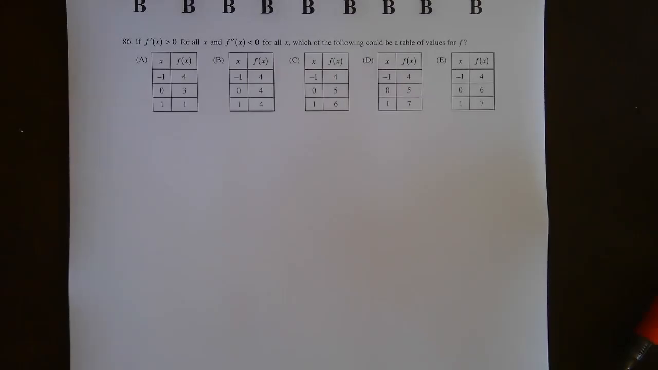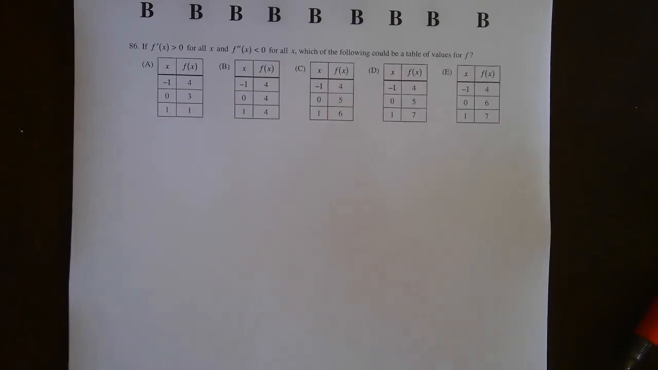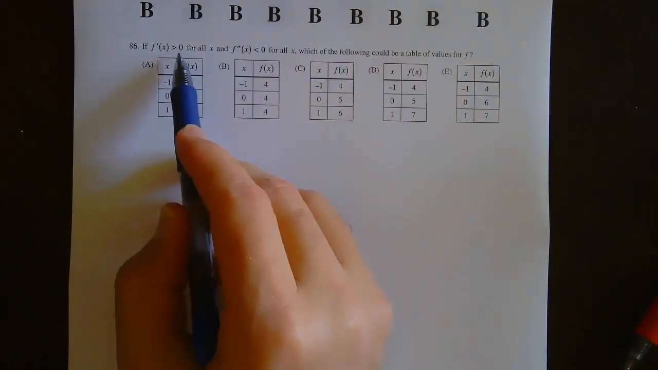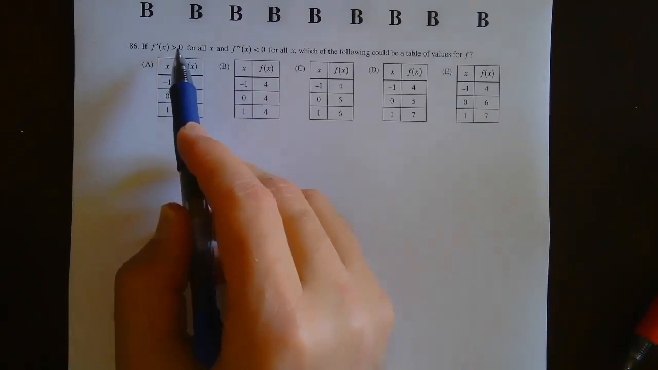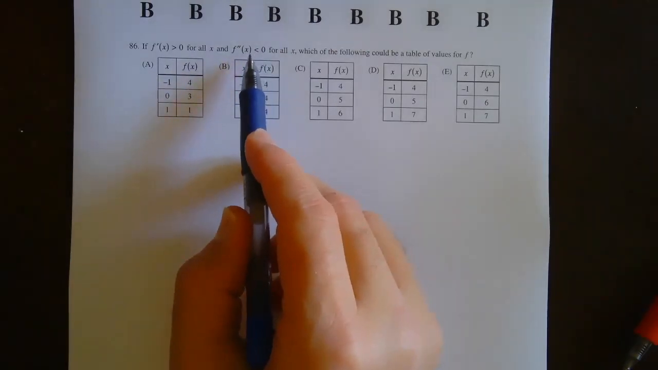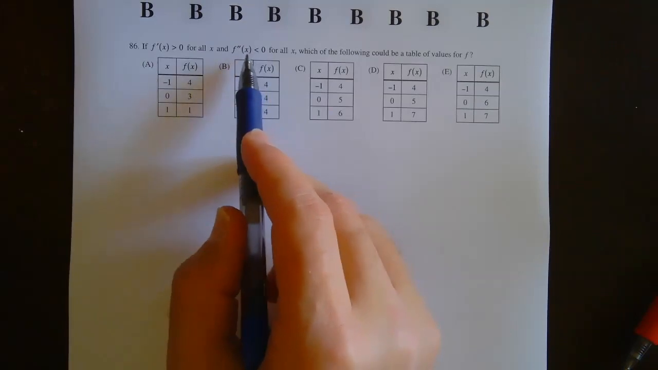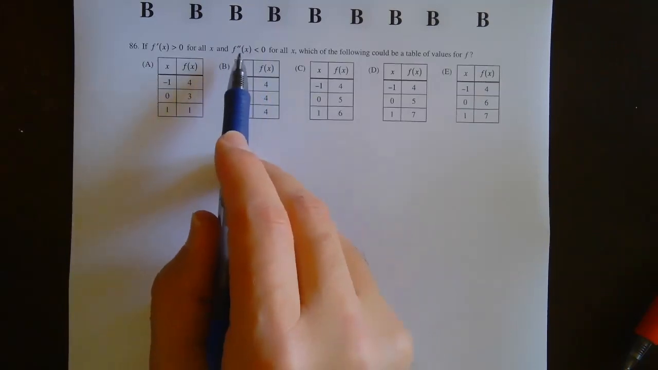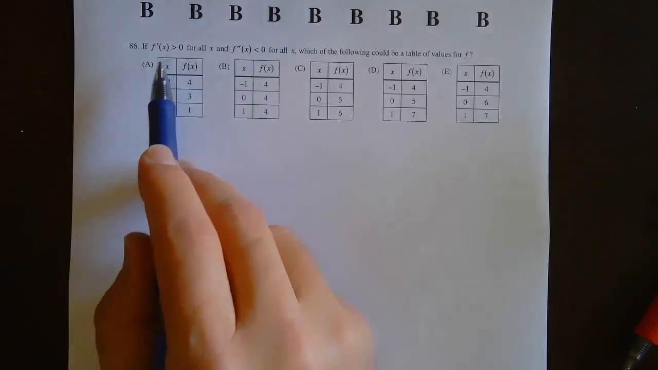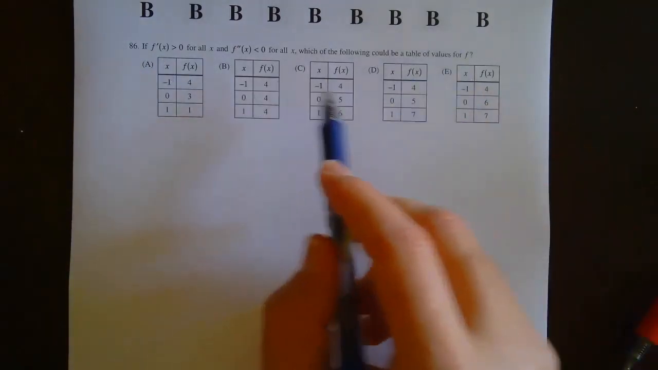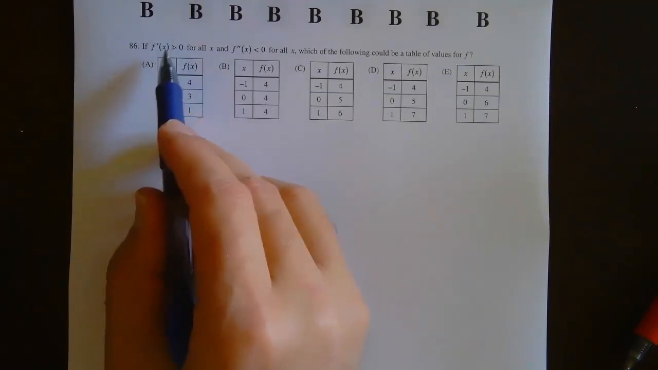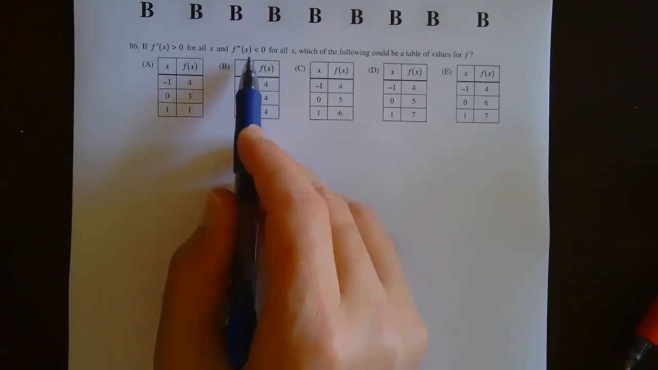Let's go to 86. This is an excellent question, number 86. And it says, if f prime is greater than 0, that tells us our function has to be increasing, for all x. And f double prime of x is less than 0, that would mean the function's concave down, but it would also mean that where the second derivative is negative, f prime has to be decreasing. This means our function has to be increasing at a decreasing rate.